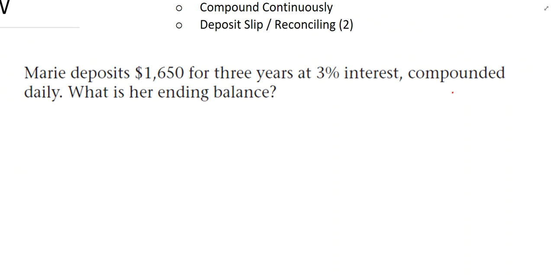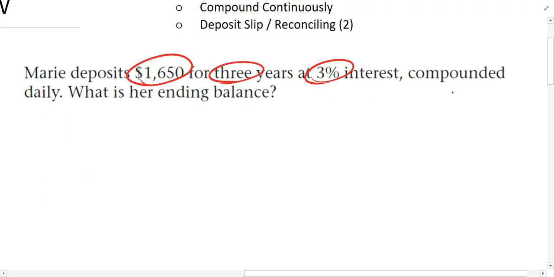In the second example, much like the first, Marie deposits $1,650 for 3 years. Now, this is not saying that she puts money into the account every year or anything like that. This is implying that it was a one-time investment left alone for 3 years at a 3% interest rate compounded daily. We need to find her ending balance.